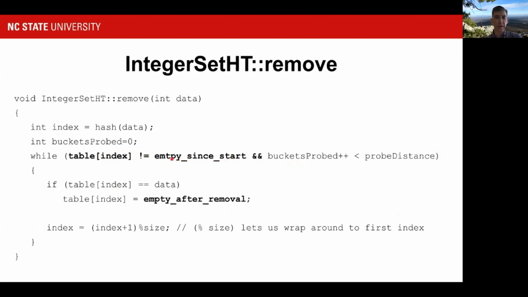Likewise, when I do removal now, I can do the same thing while table index does not equal empty since start, because if I get to an empty since start, then I didn't find the data. I can be confident of that. And now instead of setting the entry to -1 to indicate there's no data there, I'm going to set it to empty after removal to indicate that there used to be data in this position, but now there's not data in that position. All the rest of this code remains the same as it was before.